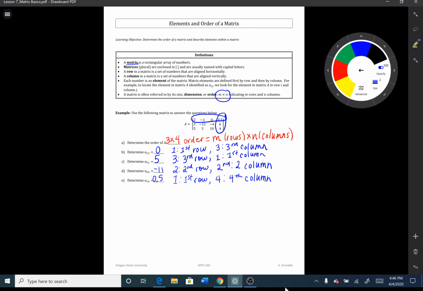So hopefully this made you a little bit more comfortable with these definitions up here. We'll be practicing with these all week, so you'll get plenty of practice.